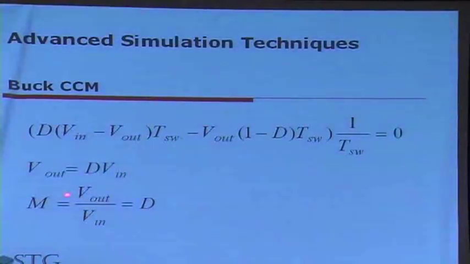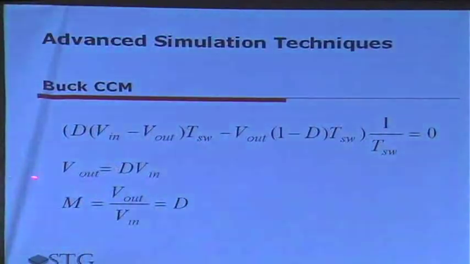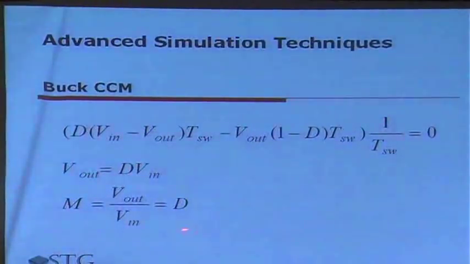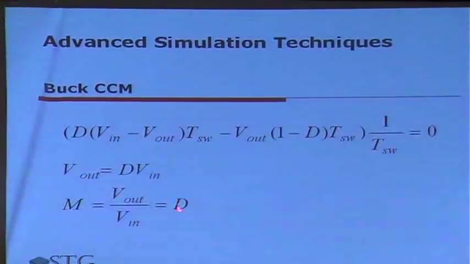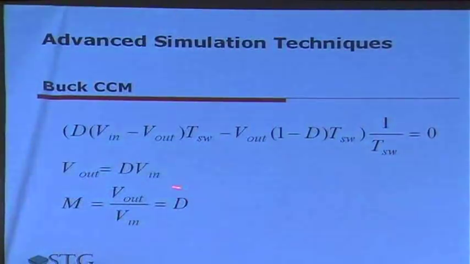All right, so here, when you solve for this, this is what it boils down to. V out is equal to D times V in, right? And then you can say, okay, this is basically your transfer ratio. M is equal to V out divided by V in is equal to D.